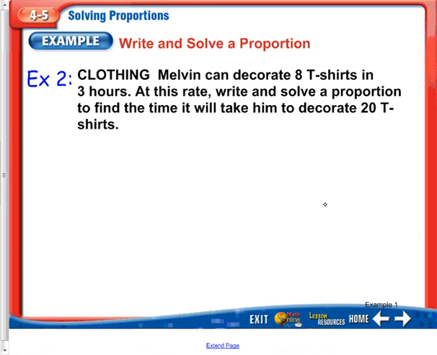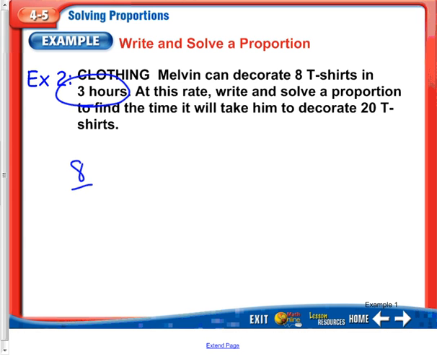So for example 2, we have clothing. Melvin can decorate 8 t-shirts in 3 hours. At this rate, write and solve a proportion to find the time it will take him to decorate 20 t-shirts. So we have 8 t-shirts in 3 hours. Again, remember we said we're always going to put time on the bottom.